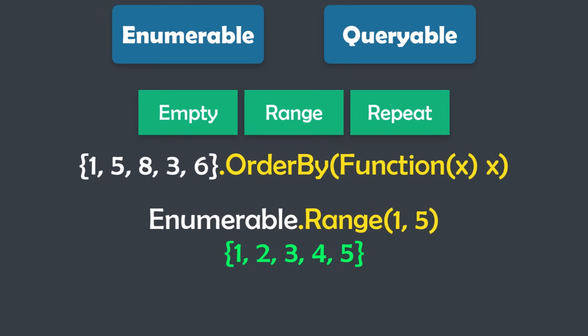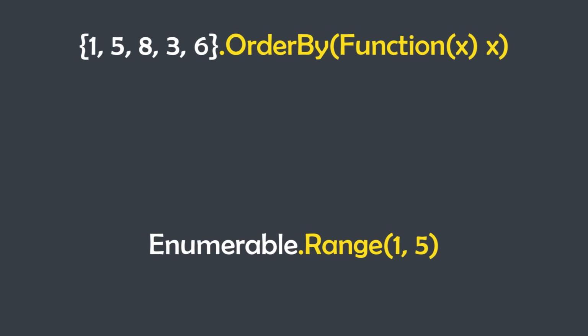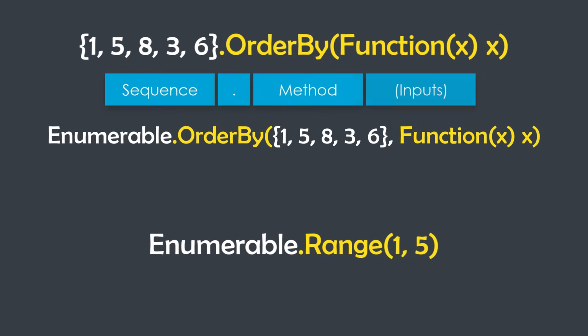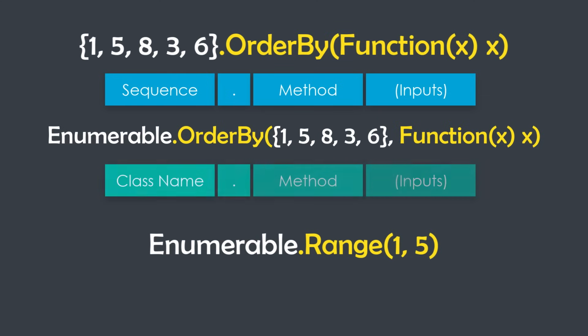But we can use the extension methods also in the same way. For example, I use the method OrderBy in this way. I can also use it in this way. It returns also the same output. In summary, we can use extension methods in two ways. The first one is the following: we set the sequence and then the method. The second one is the following: we write the class name and then the method. In brackets we write the sequence and also the other parameters which we need for the method.